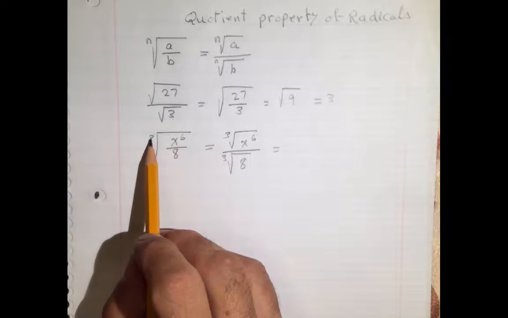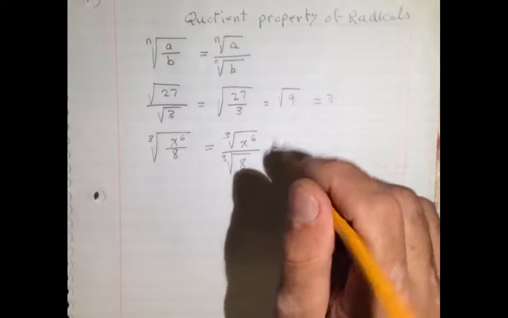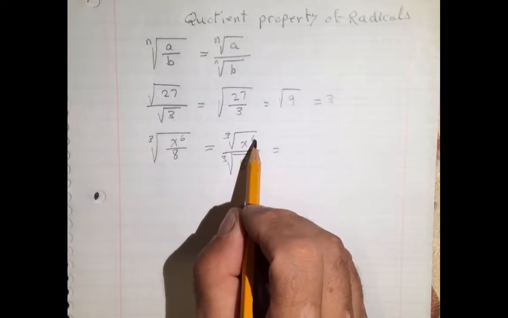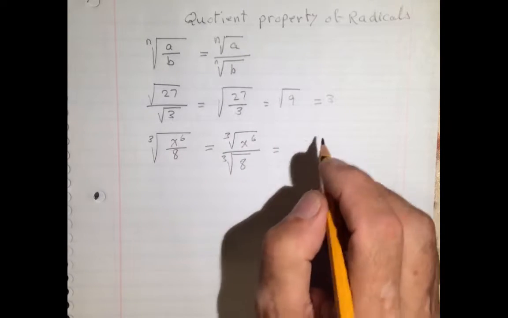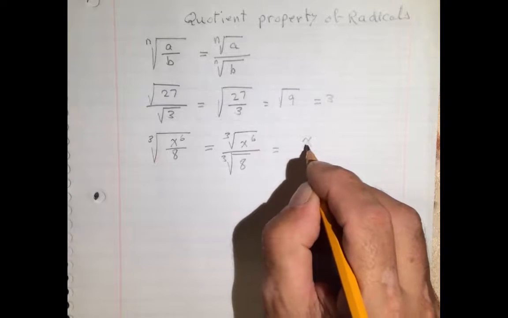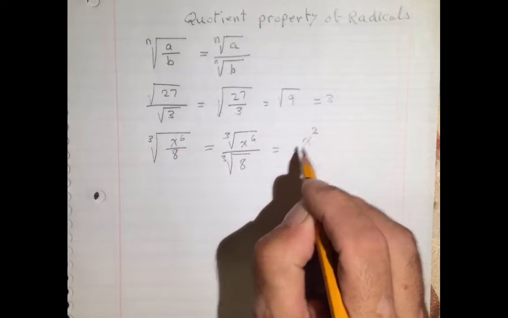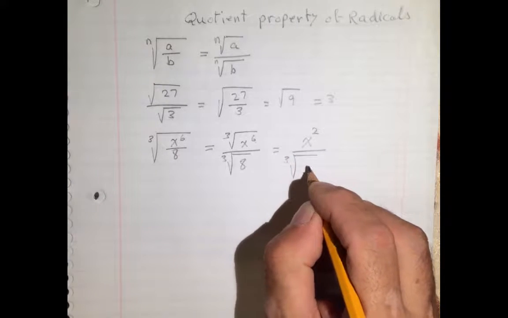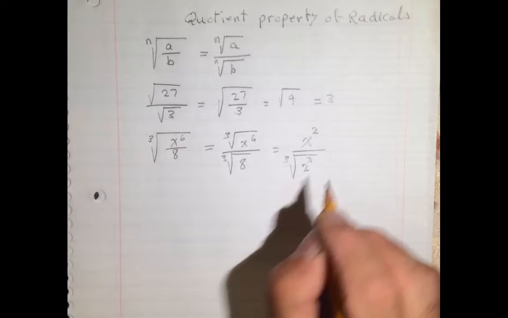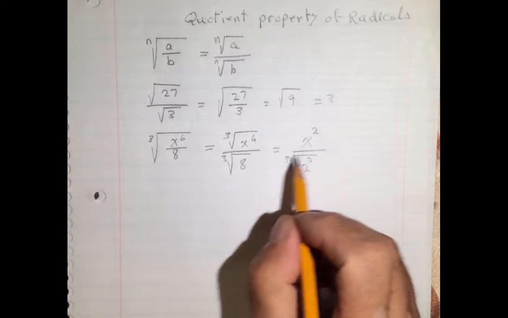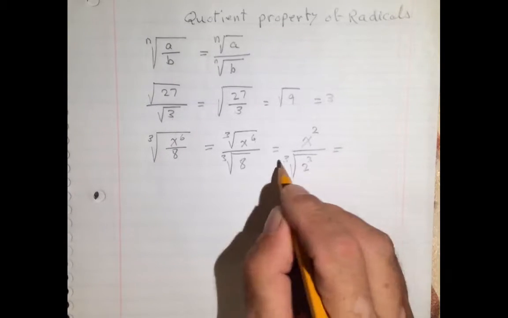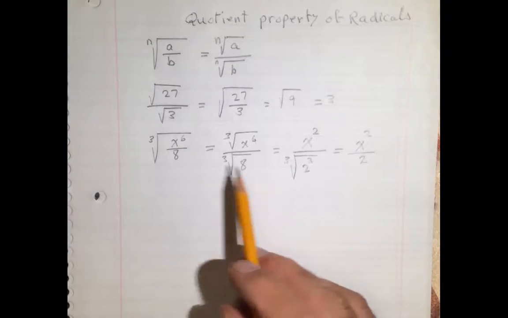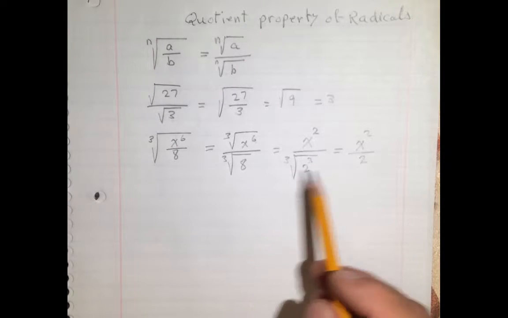Now this is an odd index, so there is no absolute value for this problem. Now we just divide the 6 by the 3 and we don't use the radical anymore. That's going to be the answer. So it's going to be x power 6 divided by 3, x squared. We know that 8 is 2 times 2 times 2, 2 power 3. So now we can find the cubic root of 8, which is regular 2, because 3 divided by 3 is 1. So it's x squared over 2. If you know that the cubic root of 8 is 2, you don't need to write this. You can just write the answer.